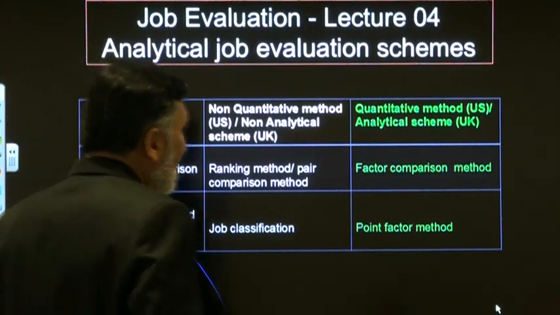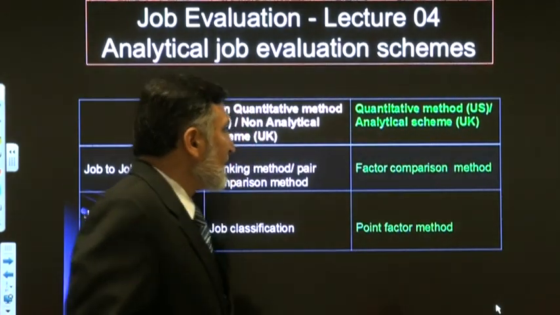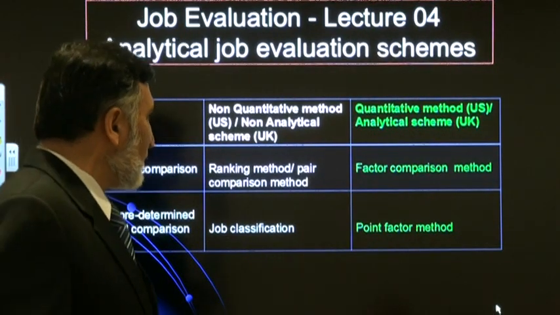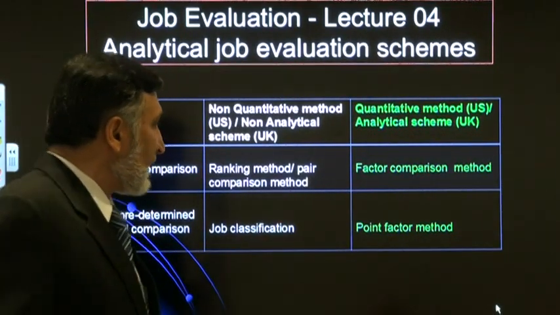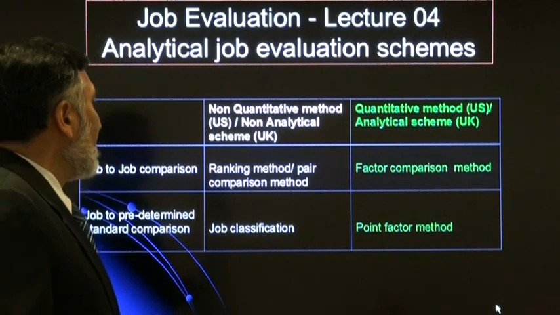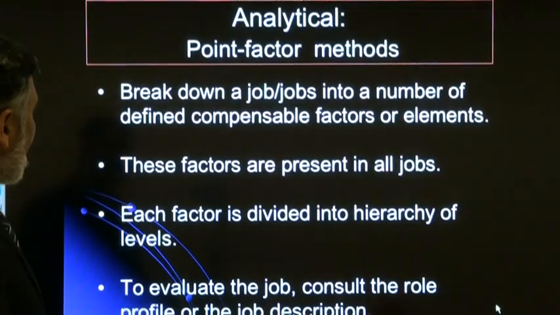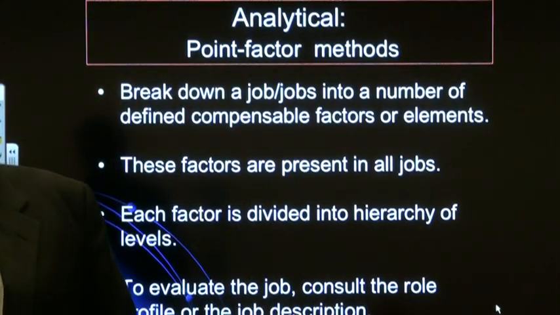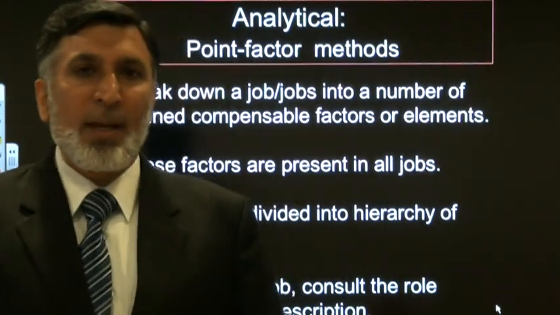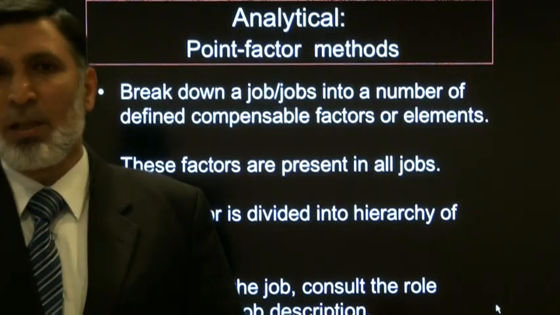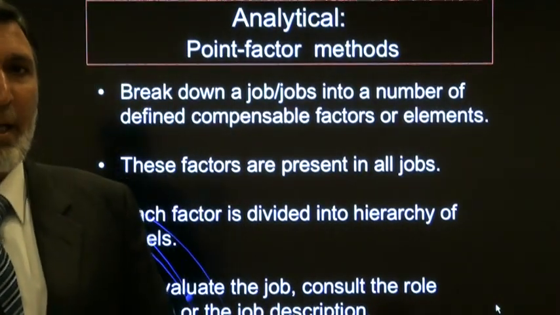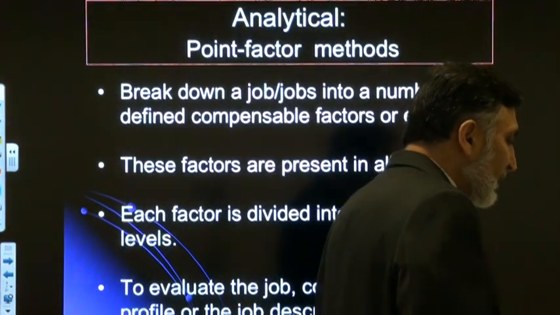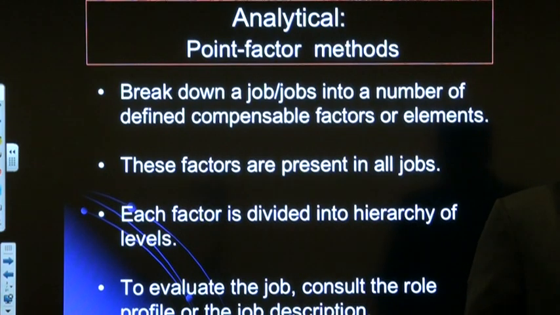These are in green colors. Quantitative methods are the analytical job evaluation schemes that we're going to use: the factor comparison method and the point factor method. In the point factor method, we're going to break down the job into compensable factors, into segments, or into elements. What do these compensable factors, segments, or elements mean?